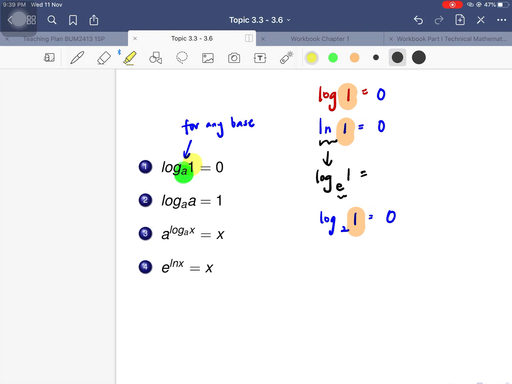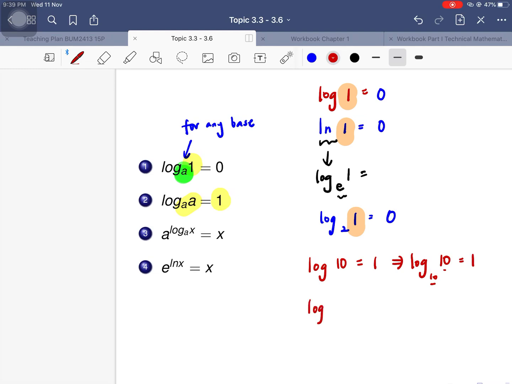And the second important property is that when your base and the value that comes after the base are the same, that is going to equal 1. If I were to give you an example, if I have log of 10, this is going to be 1. Why? Because whenever I have log and it's not written what the base is, this is actually log 10 with a base of 10. And according to the rule, when these two are the same, it is going to be 1.